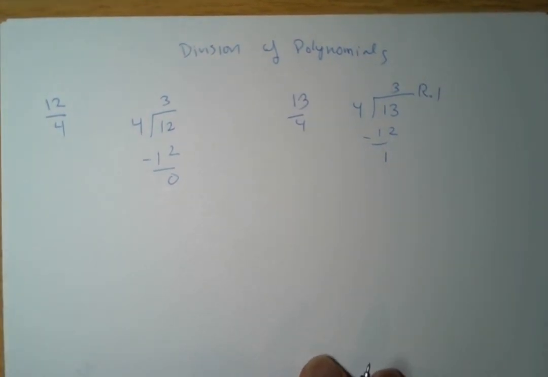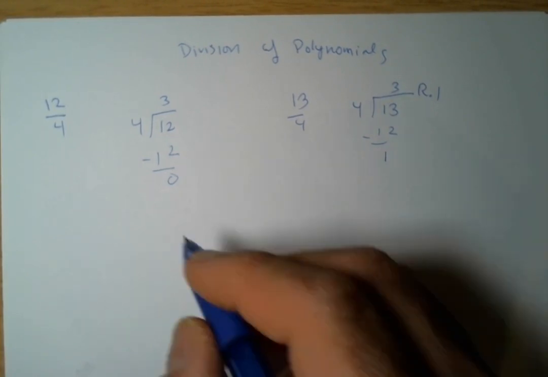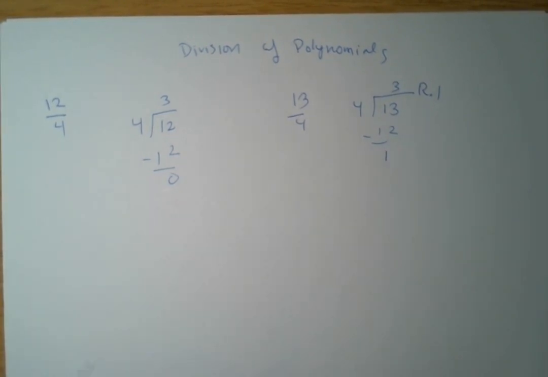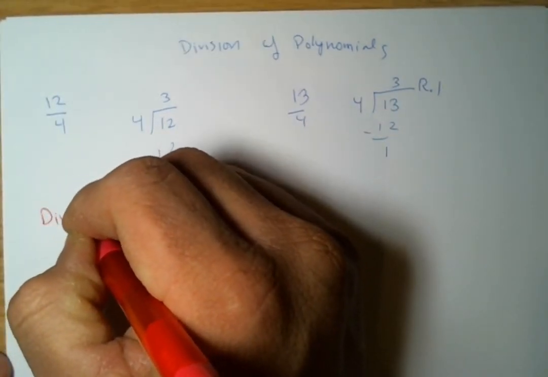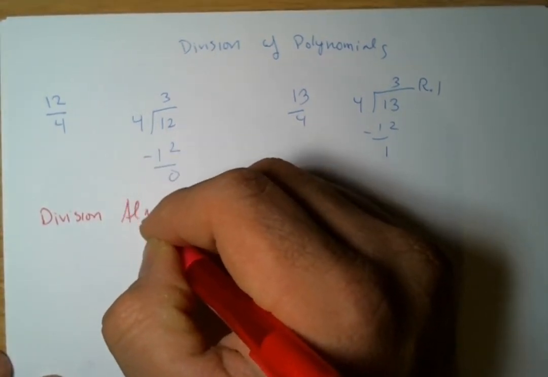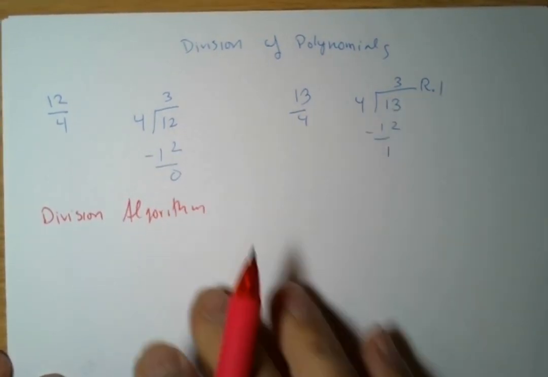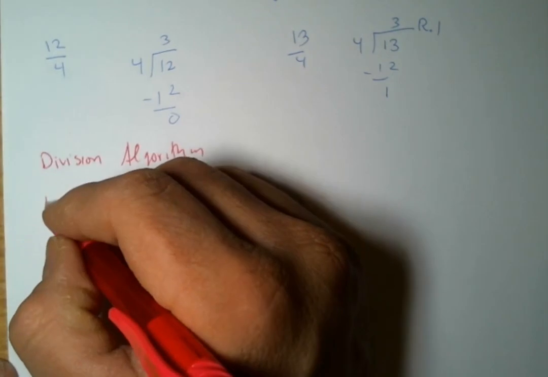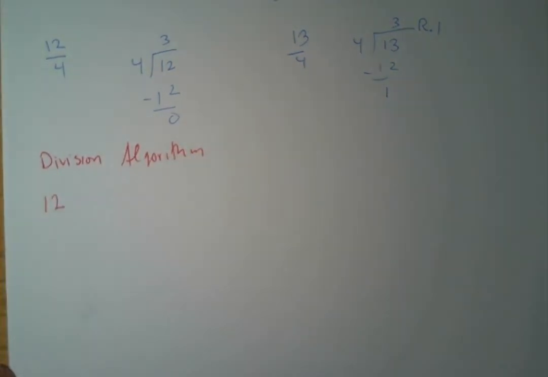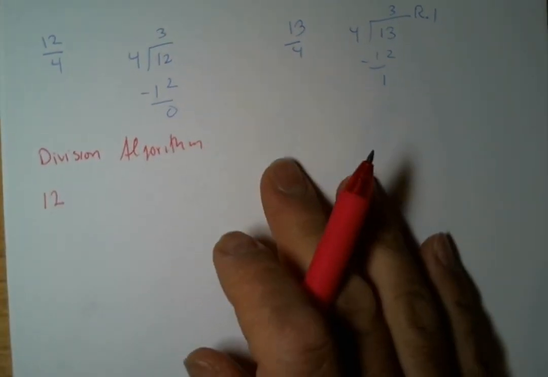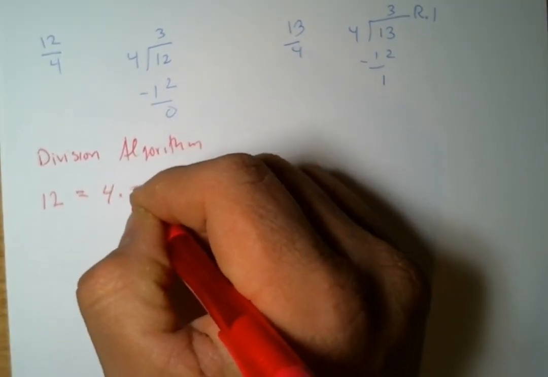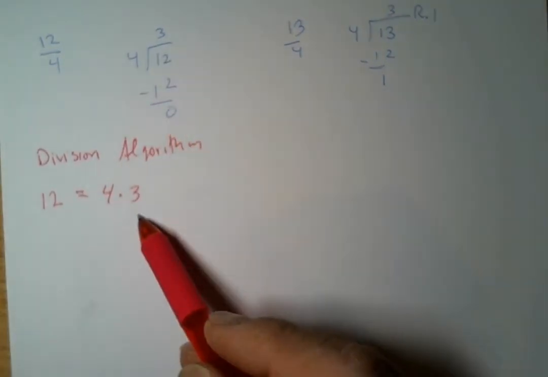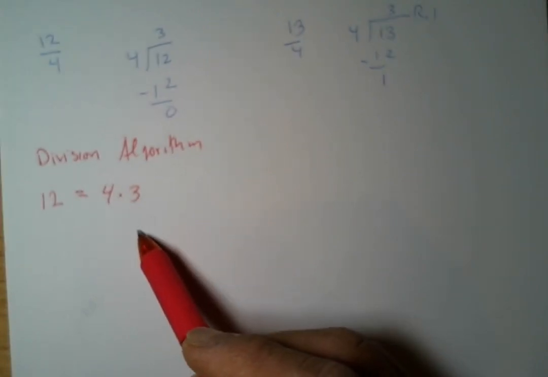All right, so we're going to introduce something here called the division algorithm, which follows for integers and will also follow for our polynomials. All right, so that kind of ties this idea of division into our operations of multiplication. So the division algorithm means that this is true because this is true, right? 12 is equal to 4 times 3.